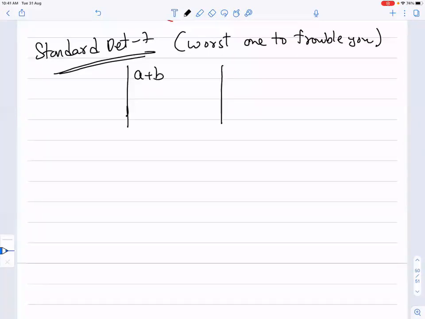The determinant has rows: A plus B, A, B; C, B plus C, B; C, A, C plus A. The result is 4ABC. Listen to this, students. How am I going to solve it?